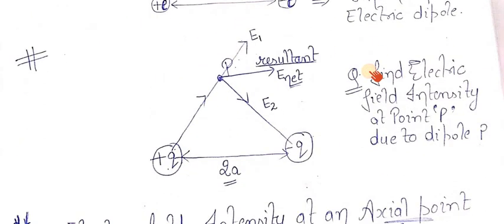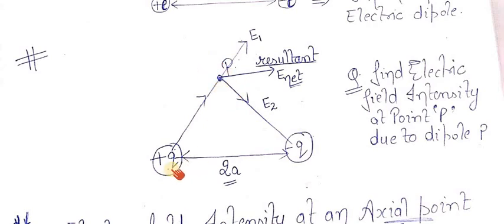Now this is a figure, right? This is a dipole, minus q and plus q separated by a distance of 2a. You have to find the electric field at point P due to this dipole. How will you find it? First, you will find the electric field due to this plus q charge, and then the electric field due to this minus q charge. When you find the electric field due to both charges and add them up, you get the resultant electric field at point P.